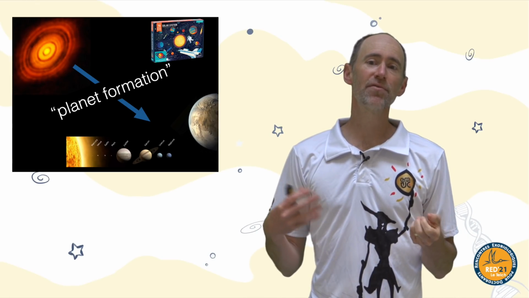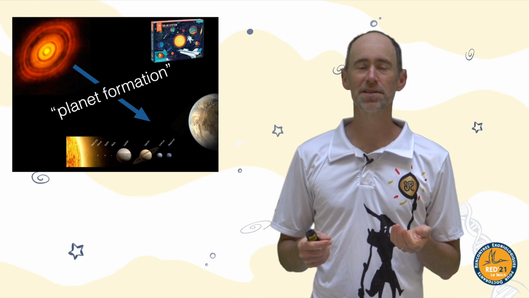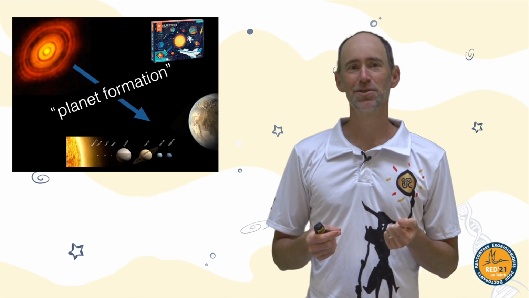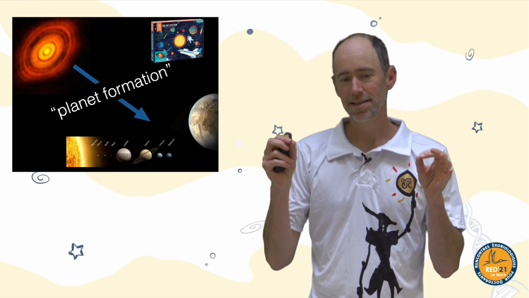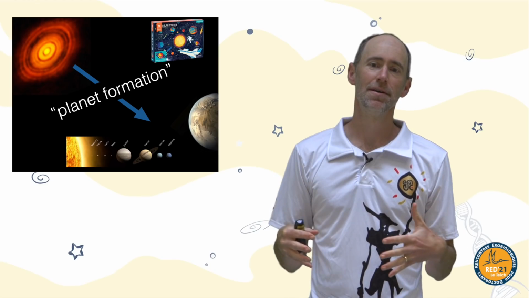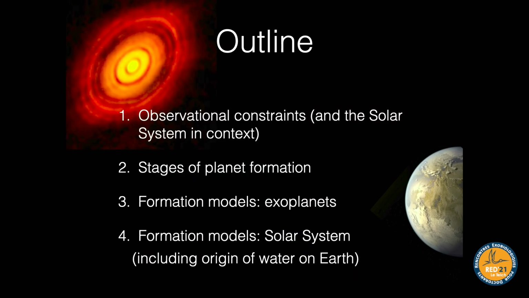And I like to think of planet formation as kind of a puzzle process. You can see this box of puzzle right there. You can buy a solar system formation puzzle if you want. Really, planet formation is assembling different processes into a coherent picture that explains the things that we see. So here's an outline of the parts that we're going to talk about.